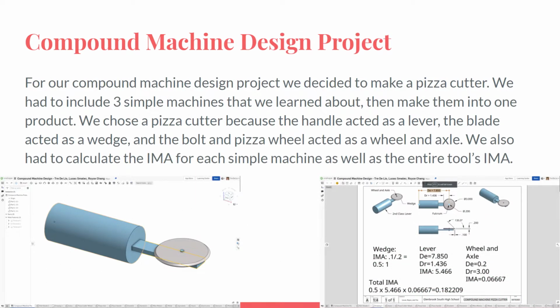Compound machine design project. For our compound machine design project, we decided to make a pizza cutter. We had to include 3 simple machines that we learned about, then make them into one product or one idea or machine. We chose to make a pizza cutter because the handle acted as a lever, the blade or cutting edge acted as a wedge, and the bolt and pizza wheel acted as a wheel and axle. We also had to calculate the IMA for each simple machine as well as the entire tool's IMA.